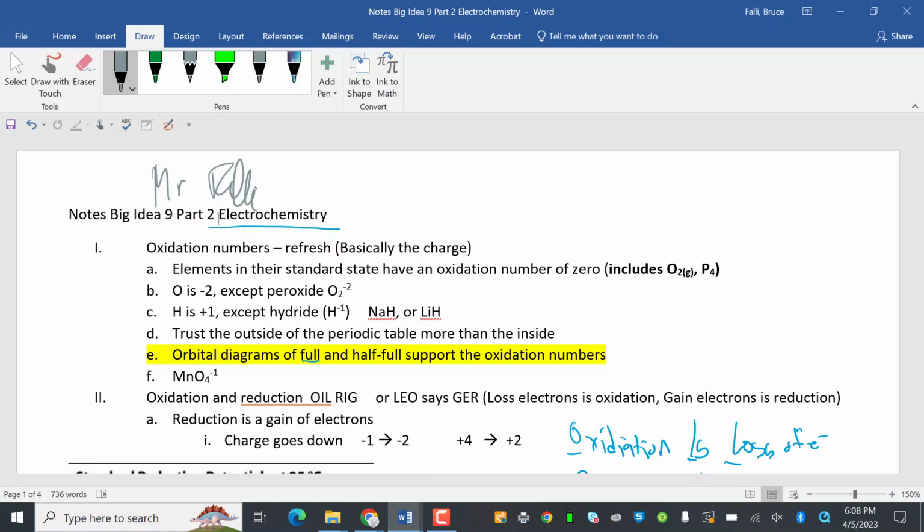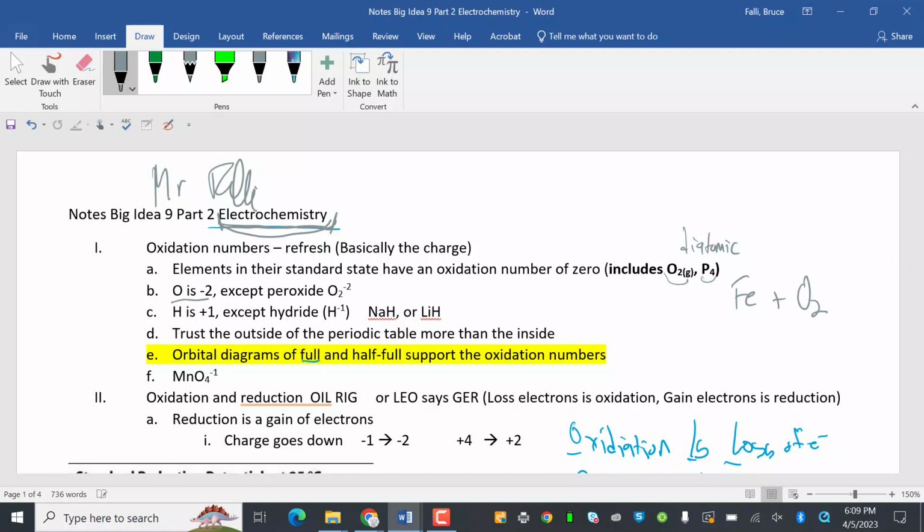This is the last part. So this is electrochemistry. This is almost all new except for this part. Okay, so oxidation numbers. So the oxidation numbers are really the charge. So elements in their standard state have an oxidation number of 0. This would include oxygen, P4, any diatomic, right? Other ones will just be all by themselves, like iron plus O2. Both of these would have oxidation numbers of 0.